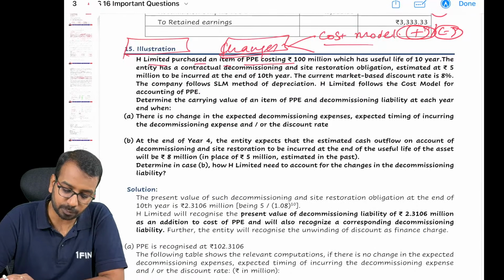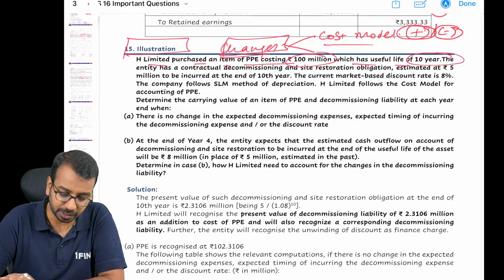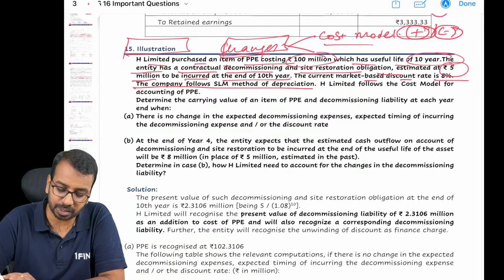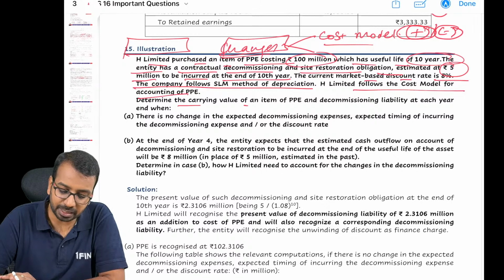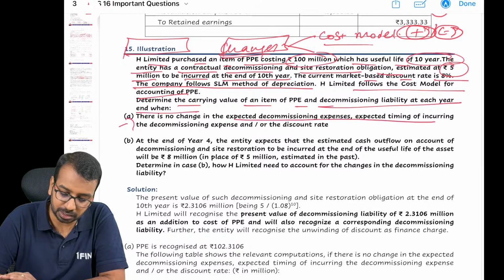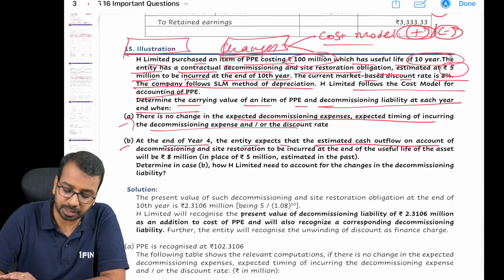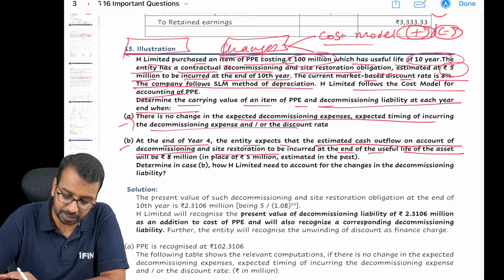H Limited purchased an item of PPE costing 100 million which has a useful life of 10 years. The entity has a contractual decommissioning and site restoration obligation of 5 million to be incurred at the end of the 10th year. Current market based discount rate is 8%. Company follows the SLM method. They follow the cost model. Determine the carrying amount of PPE and decommissioning liability at each year end when there is no change in the liability and the discount rate. Second case, at the end of year 4, entity expects that the estimated cash outflow on account of decommissioning and site restoration to be incurred at the end of the useful life will be 8 million instead of 5 million. How will H account for the decommissioning liability?